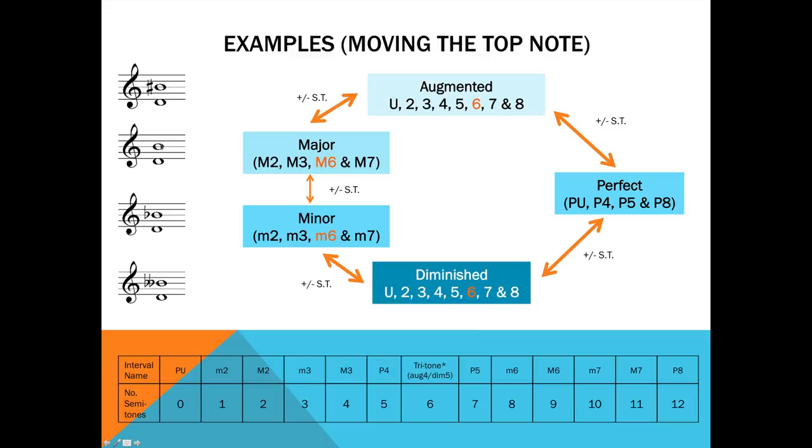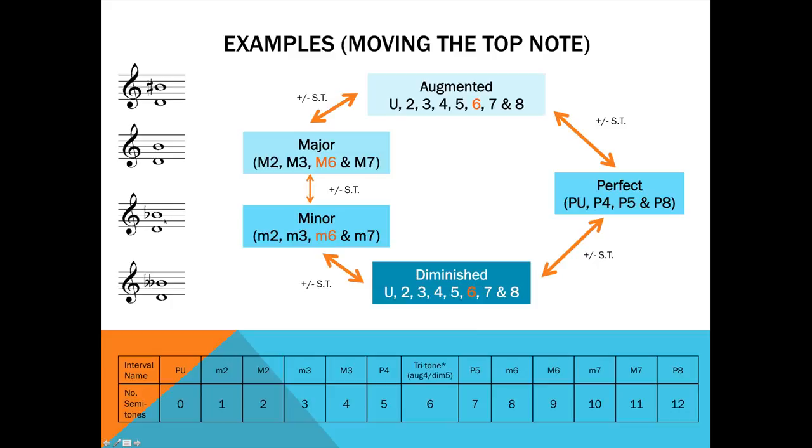Let me just save you the pain. It's 9 semitones. So 9 semitones, which is a sixth, is a major sixth, highlighted in orange. If we were to lower the top note, or if we go back to our room analogy, lower the roof, we have decreased the distance between those two notes. So we're moving down here to a minor sixth.